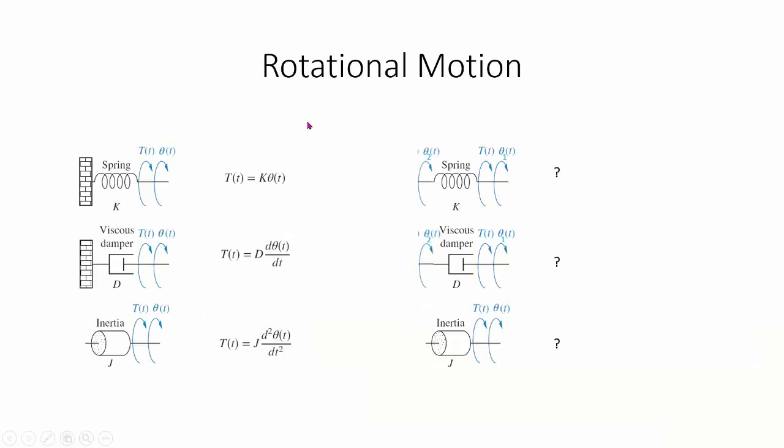Now, yesterday I talked about rotational motion. I told you that a similar relation exists for rotational systems as well. So now, in place of force, you talk about torque. In place of linear displacement, you talk about angular displacement. In place of linear velocity, you talk about angular velocity, and in place of linear acceleration, you talk about angular acceleration. And the relations are given in these forms.